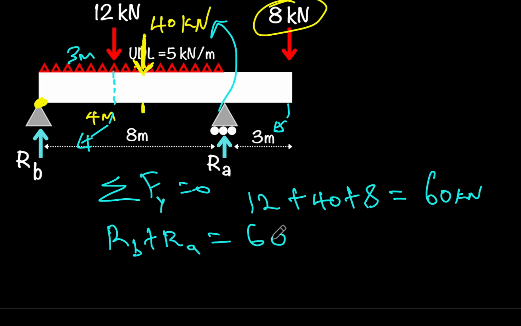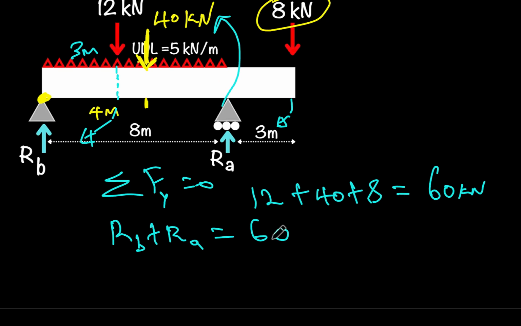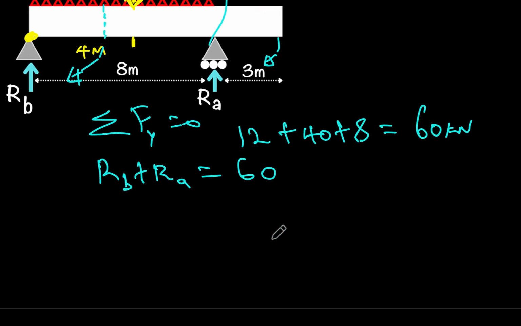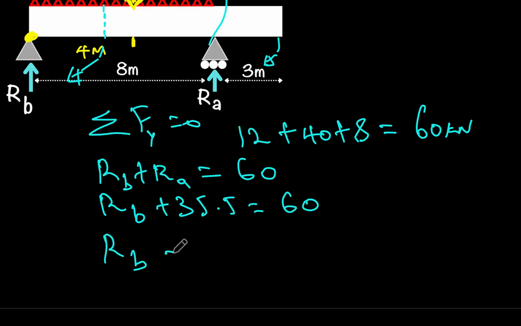And because we just found our RA, we can substitute the 35.5 that we just found. So we end up getting RB plus 35.5 equals 60. So when we subtract 35.5 from the 60 that we have there, we get RB. So then RB is equal to 24.5.